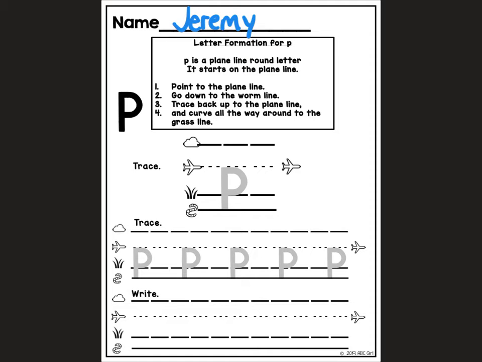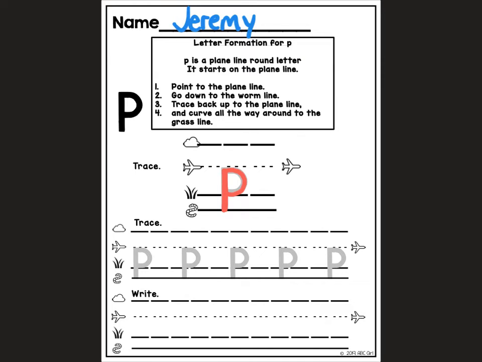So P is a plain line letter and it starts on the plain line. So point to the plain line, go down to the worm line under the grass line, trace back up to the plain line, and then curve all the way around down to the grass line.